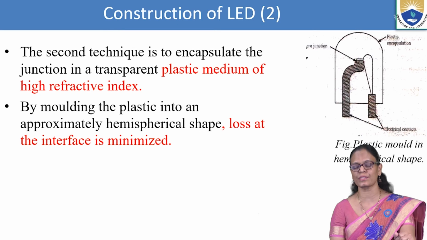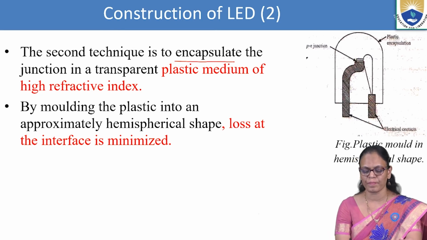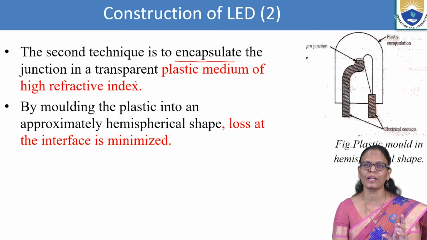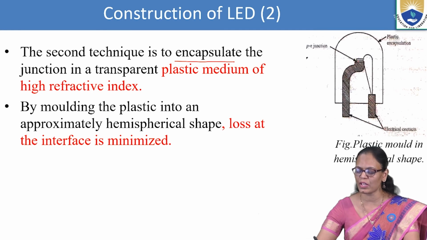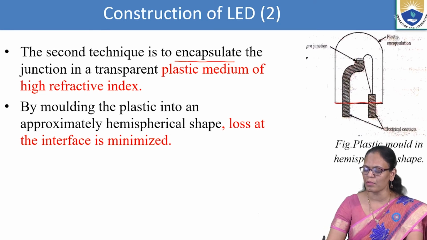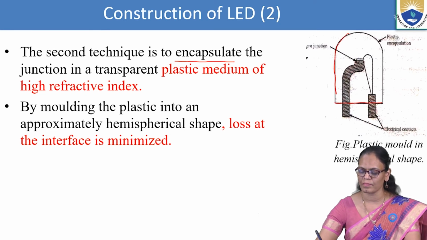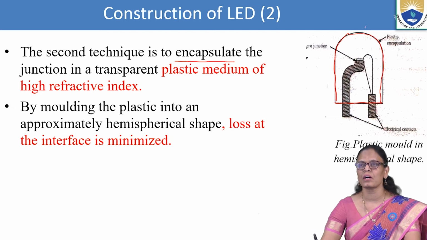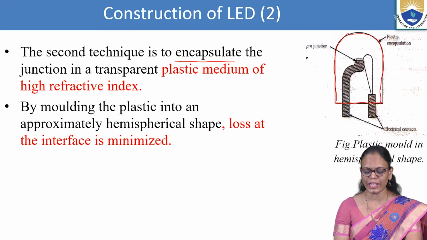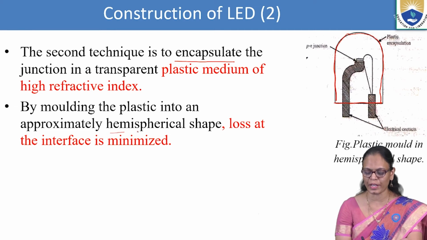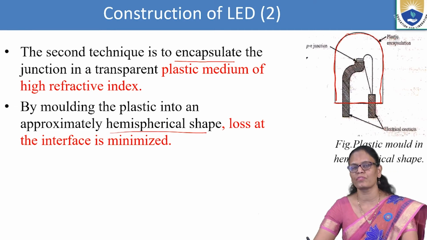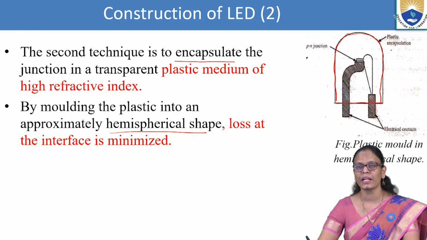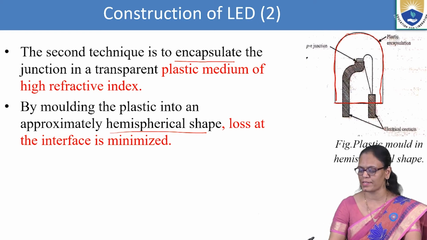The second technique is to encapsulate the junction in a transparent plastic medium of high refractive index. If this is the p-n junction, we keep it enclosed in a plastic mold. This is the plastic mold, which again has the shape of a hemisphere. By molding the plastic into a hemispherical shape, loss of light or radiation at the interface can be minimized.